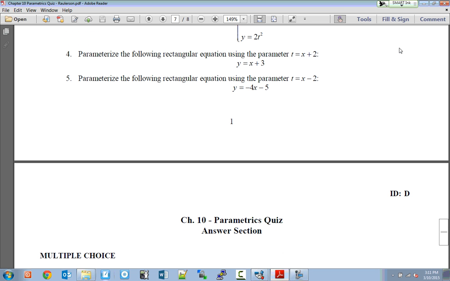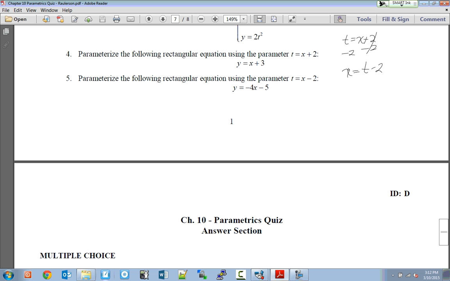Parameterize the following rectangular equation using the parameter t equals x plus 2. Well, step 1, you got to solve this for x. So we have t equals x plus 2, subtract 2, subtract 2. So x equals t minus 2. Now, not only did we solve for x, we also found our first equation. This is our first parametric. This is the first equation in our parametric equation.